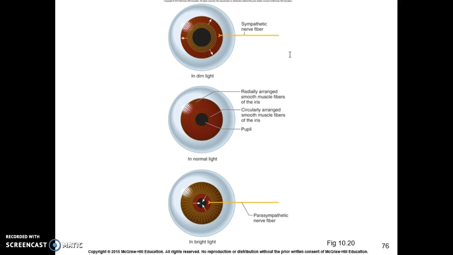All right, so this is what it looks like. In dim light, the pupil looks large and the iris gets smaller. In normal light, it's about a medium size, and in very bright lights, that pupil is going to get very small, and you're going to see a lot of that iris.